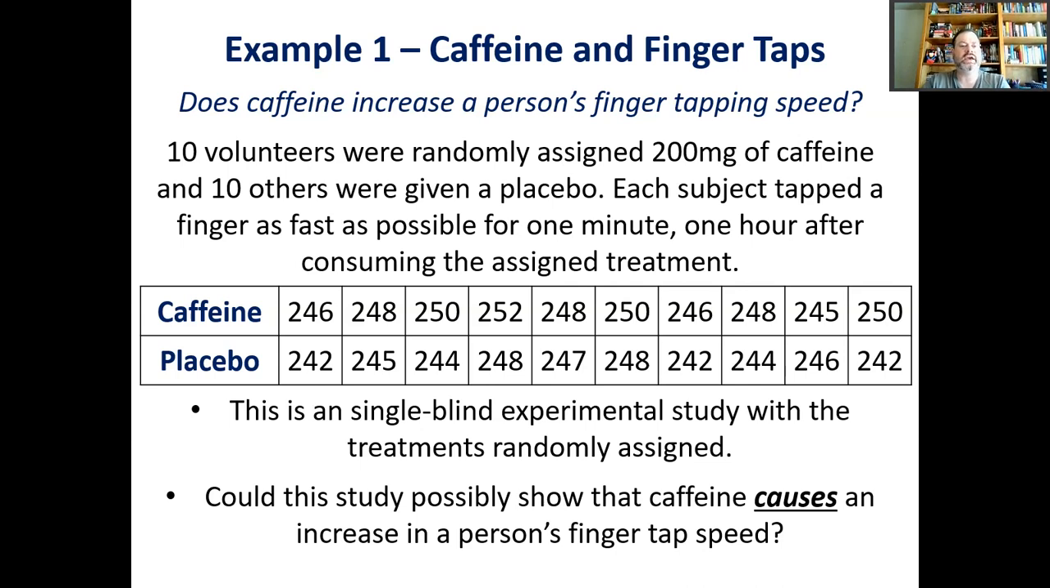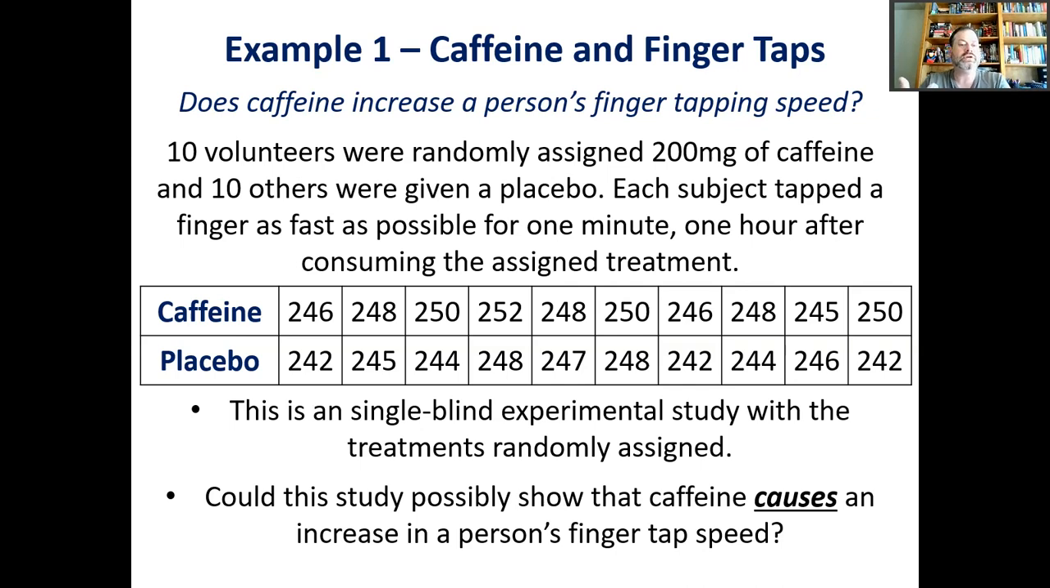So there's the data, right? People can tap their fingers pretty fast, and remarkably similar numbers across the board. So you might be surprised by that. Now, if you're a drummer or something, you can probably tap your fingers like 500 times per minute, but the average person can do it around 250 times a minute. So this is a single-blind experimental study with the treatments randomly assigned.